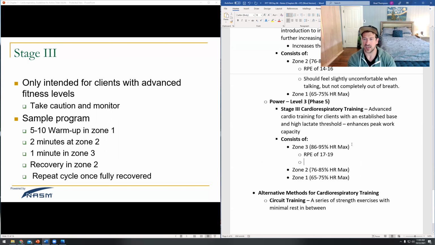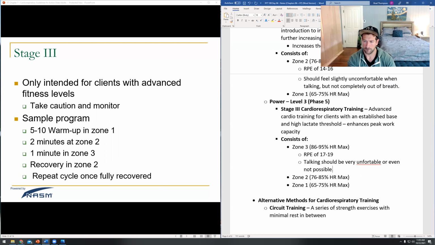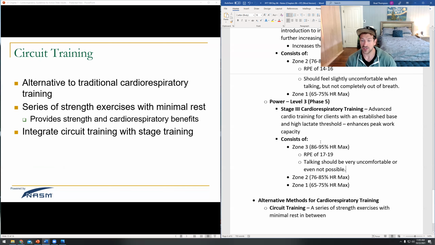If we are using the talk test, talking should be very uncomfortable, right? Really challenging for them to be able to actually speak. And then we can do multiple rounds of that, right? We would get up into zone 3, recover in zone 1, up and down and up and down and up and down.